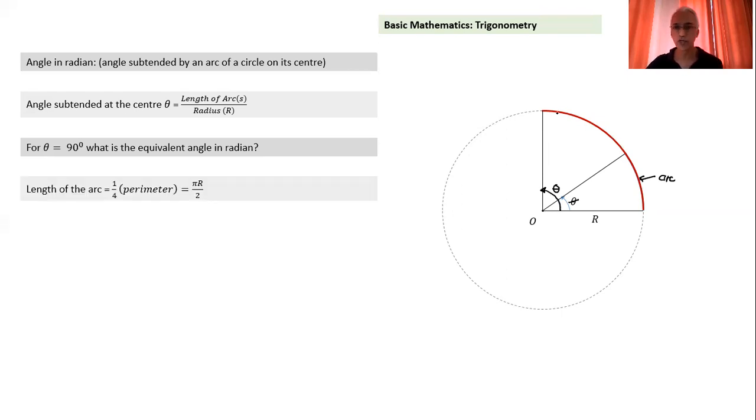So what we need to do is find the length of the arc. This length of the arc is 1/4 of the perimeter of the circle. And we know perimeter is equal to 2 pi r. So it will be 1/4 of 2 pi r, which is equal to pi r by 2. So from our mathematical formula, we know the length of the arc. If we divide by radius, we get this angle theta in radian. So what is this angle theta? The theta is equal to pi by 2 radian. So we understand here that pi by 2 radian is equal to 90 degree.